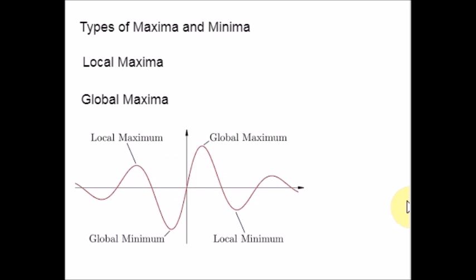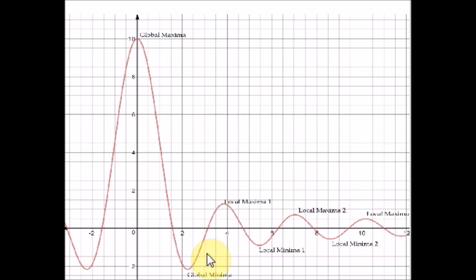Okay, let me show you one graph to identify the different types of maxima and minima. Here is the global maxima and this is the global minima, and this is local maxima 1, local maxima 2, local maxima 3, and this one is local minima 1 and local minima 2. Hope you are clear with this graph?